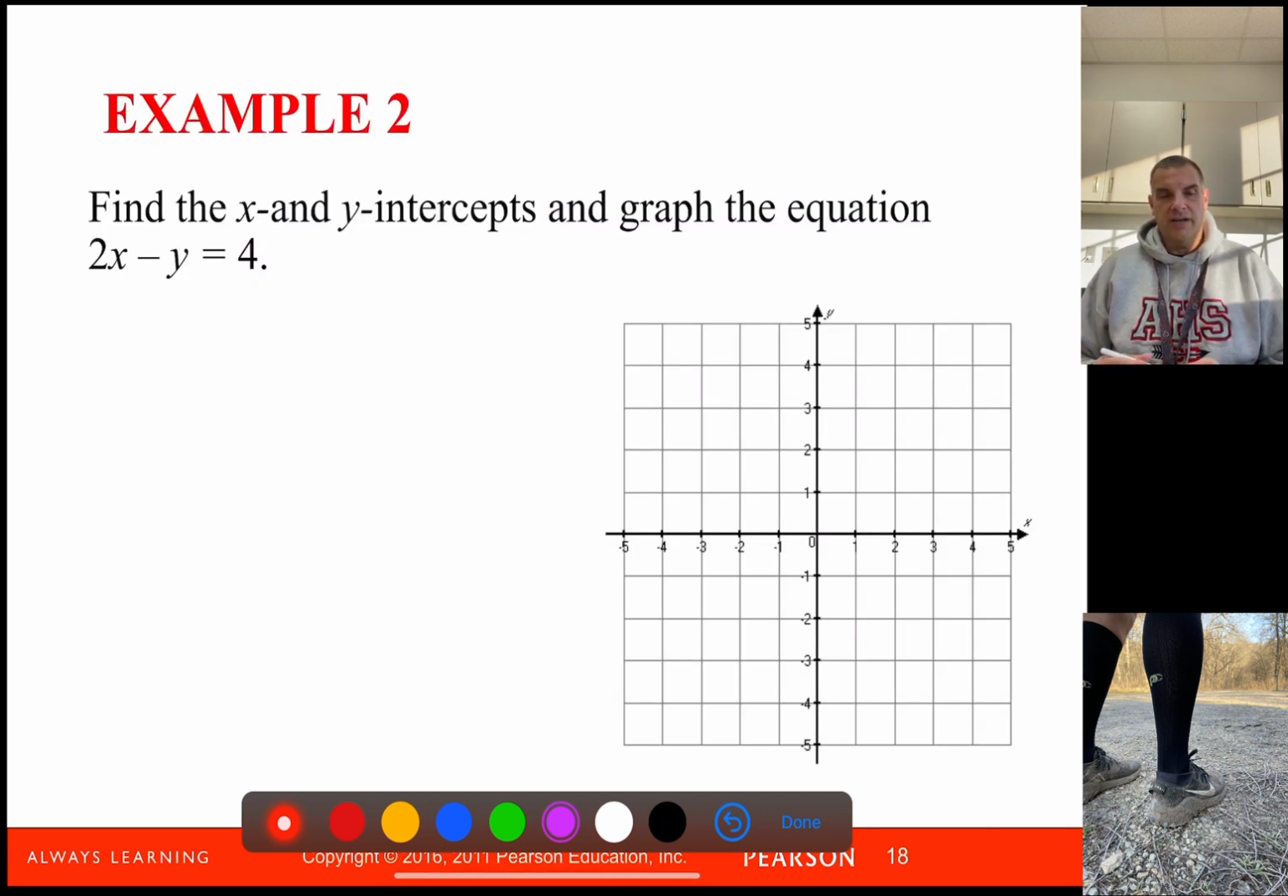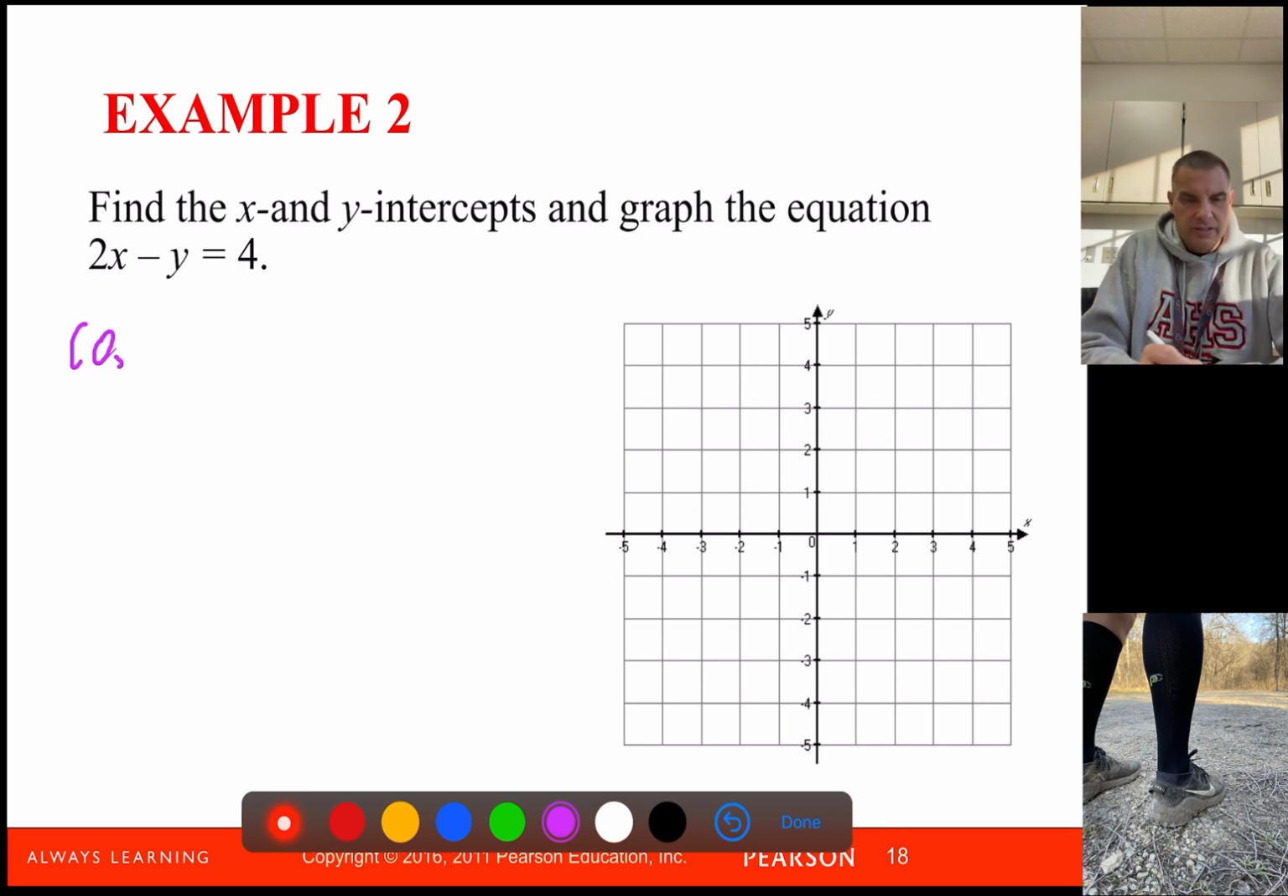So if we want to find the intercepts of this equation and graph it, the first thing I'm going to do is set my x value equal to 0. So that's 2 times 0 minus y equals 4. So negative y equals 4, so y equals negative 4. So I've got the point (0, -4).